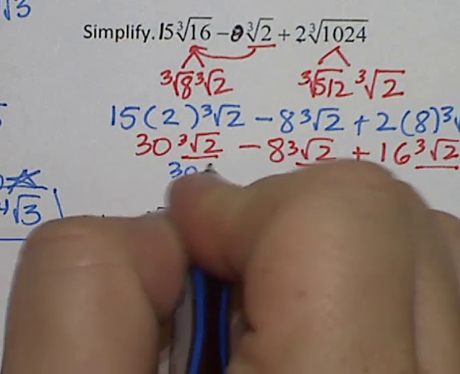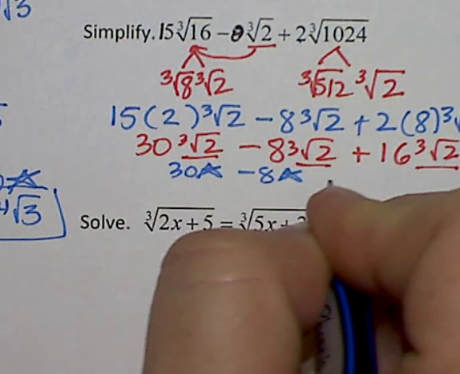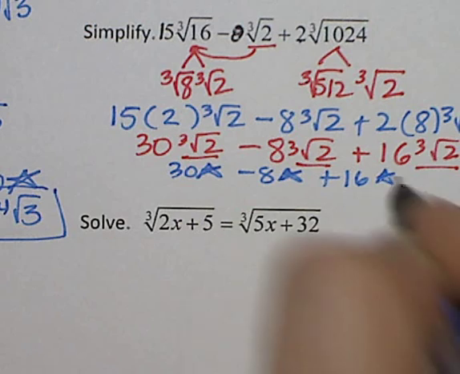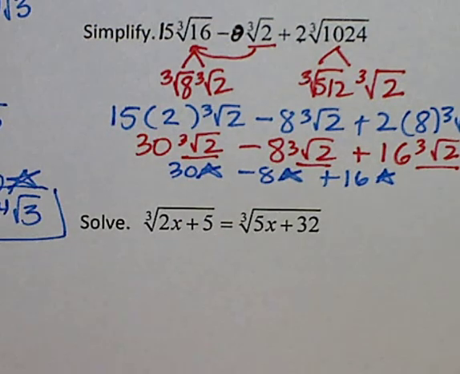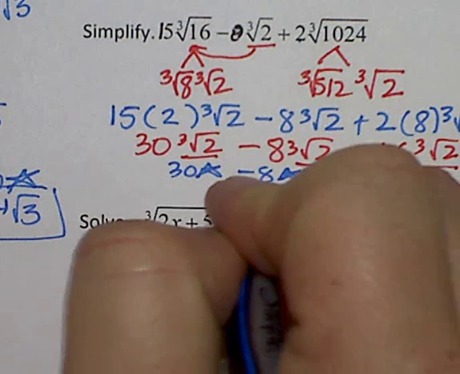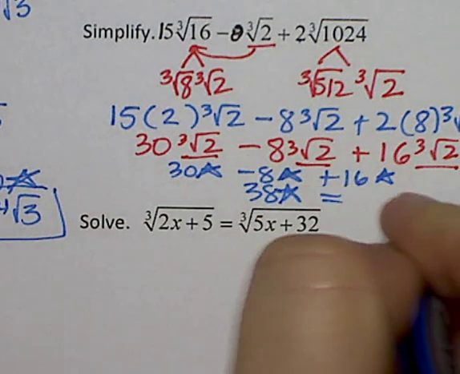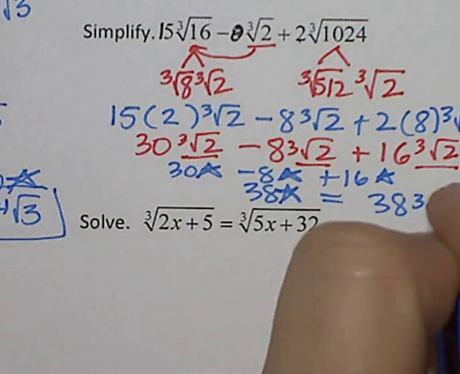30 star minus 8 star plus 16 star. Okay, 30 subtract 8 is 22 star. And 22 star plus 16 star is what? 38 star? And really it's not a star, it is actually 38 times the cube root of 2.